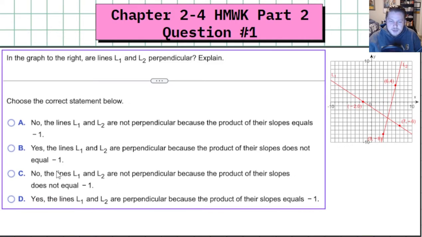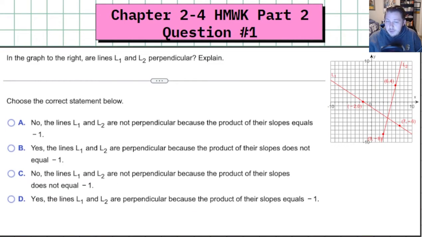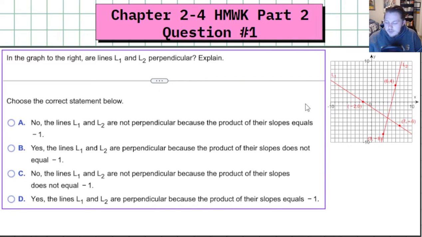This is homework part 2. It says on the graph to the right, I'm going to blow this up on the next slide, don't worry. It wants to know if these two are perpendicular to each other. Well, let's go ahead and take a look.